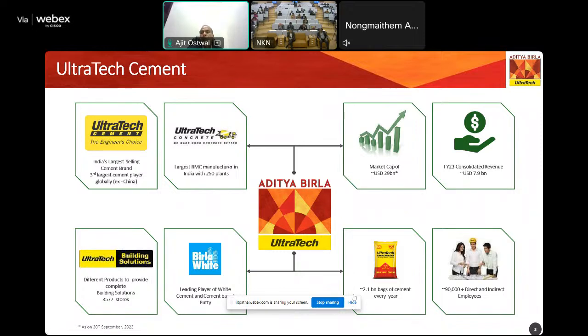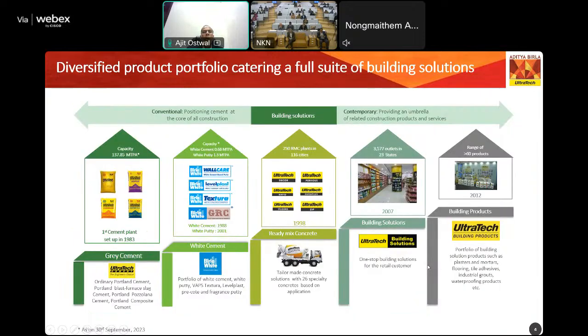So consolidated revenue of 7.9 billion US dollars. Every year we ship or manufacture 2.1 billion bags of cement, and there are 90,000 plus direct and indirect employees at UltraTech. In terms of diversified portfolio, our grey cement capacity is 137.85 million ton. The first cement plant was established in 1983.